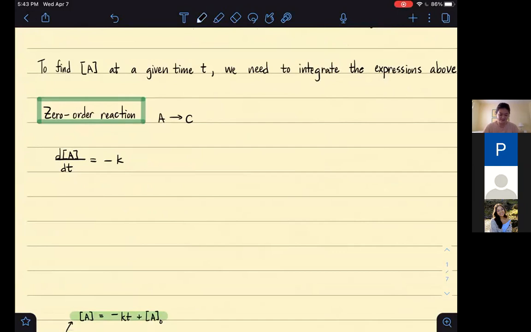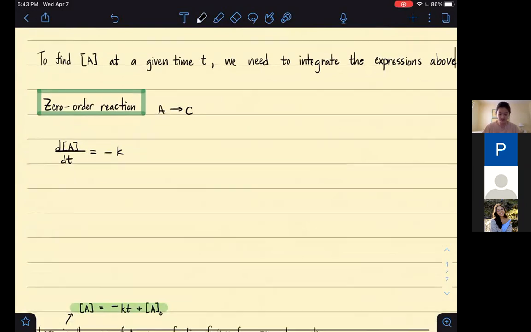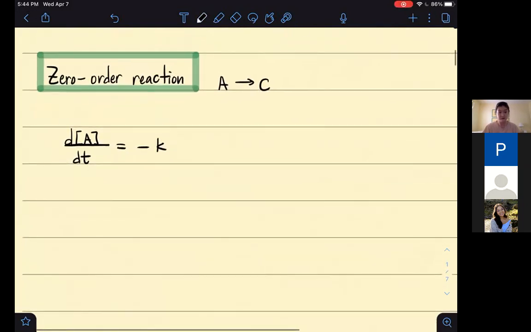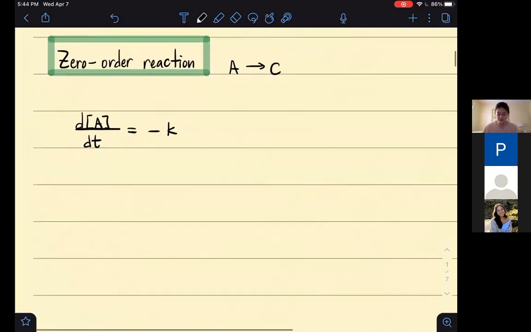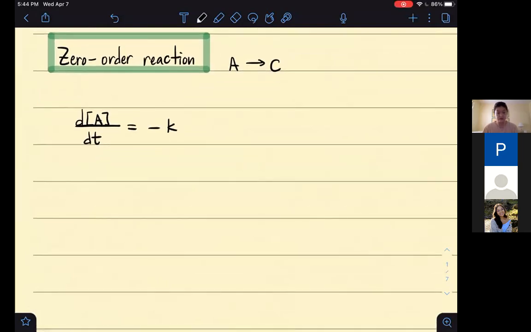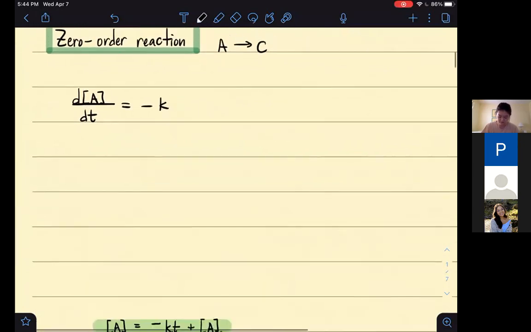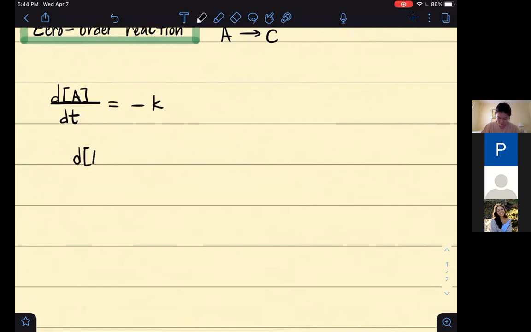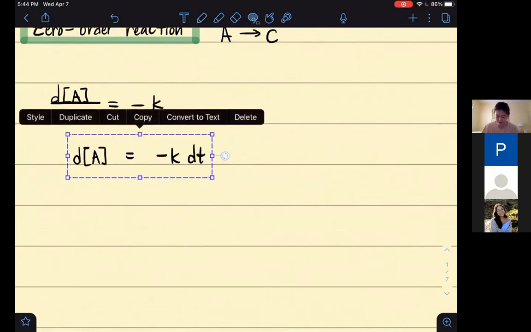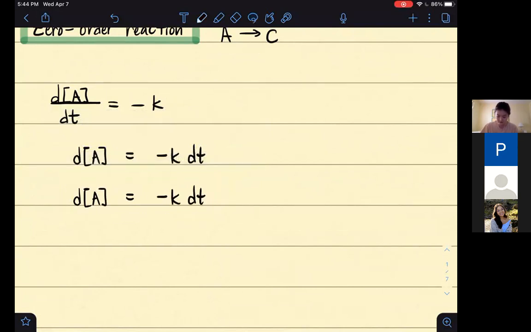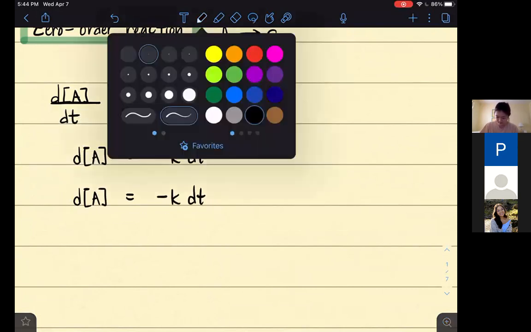So in a zero order reaction, we have this rate law. The change in concentration over time is just negative the proportionality constant. So the idea is to isolate A into the concentration and to isolate the time term. Here we can just simply move dt over to the right. And then afterwards, we want the actual concentration, not the change in concentration. So we should integrate. Let me color code this better.